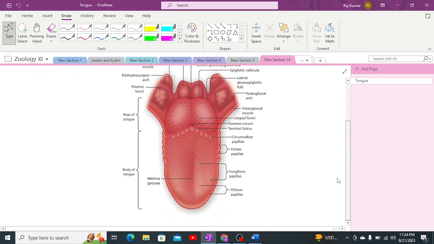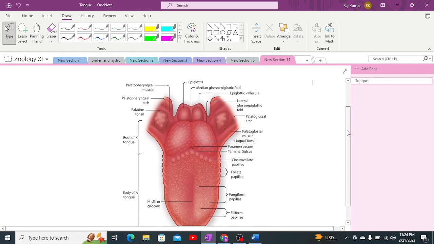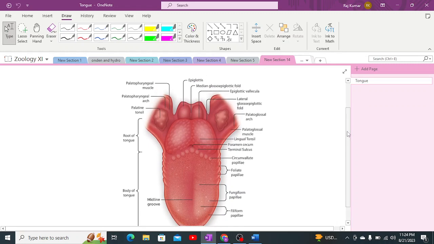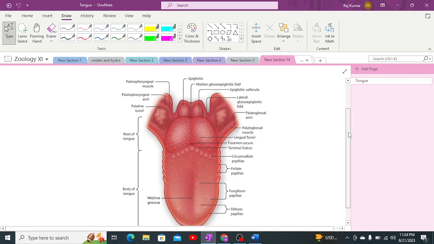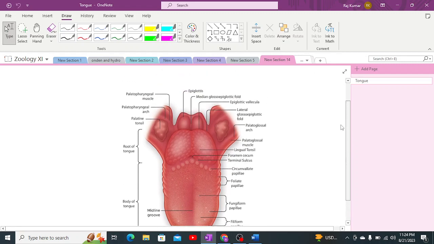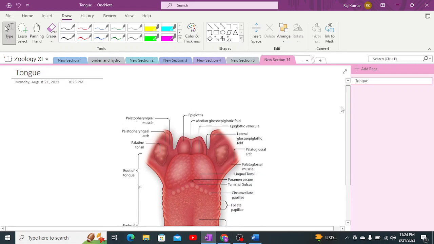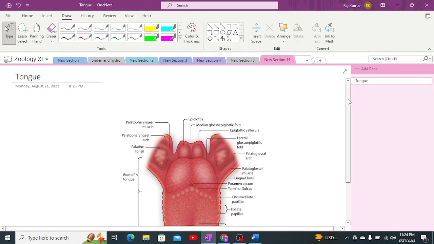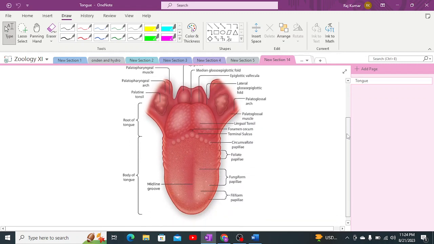It's connected with the hyoid bone through muscles which are known as hyoglossal muscles. I guess it's not mentioned in the diagram, so let me indicate that hyoglossal muscles are the muscles through which the tongue is connected with the hyoid bone. After which we have other structures inside the tongue.